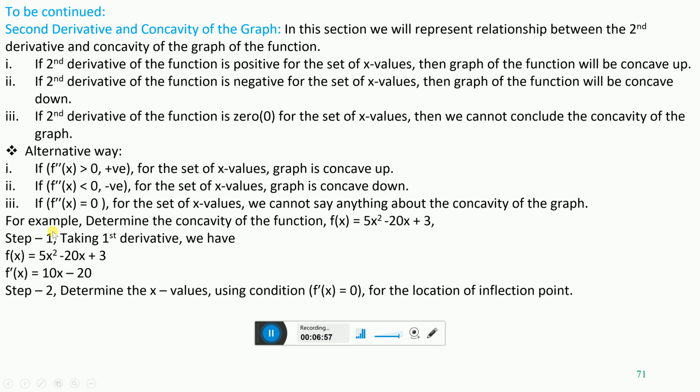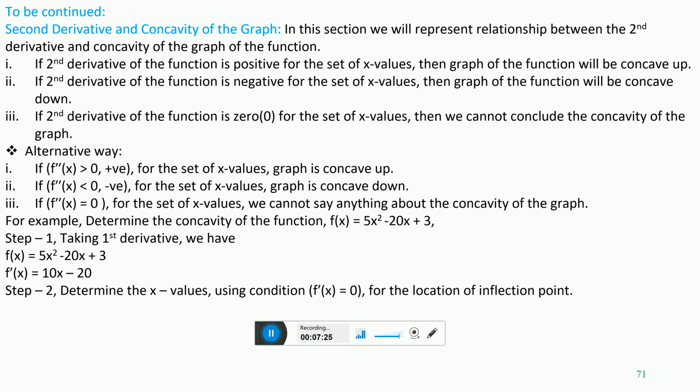So the example is this: determine the concavity of the function. The function is as given, and it will be concave up or concave down. Now the x values are also unknown. How can we determine the x values? We can determine the x values using the inflection point condition.